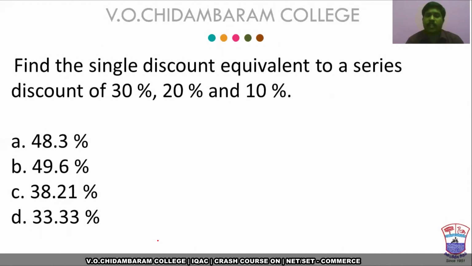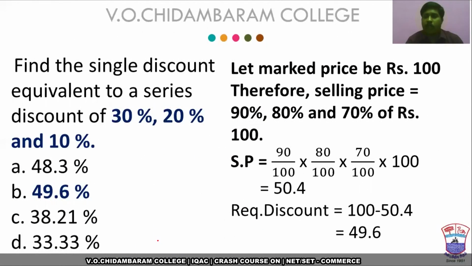And the third part is, there are 3 consecutive discounts given: 30%, 20%, 10%. Now we have to find a single discount which is equivalent to these 3 consecutive discounts. So using the formula, first we fix the market price as 100. Therefore, the selling price is equal to 1 minus D1 by 100 into 1 minus D2 by 100 into 1 minus D3 by 100. Therefore, the selling price will be 50.4.